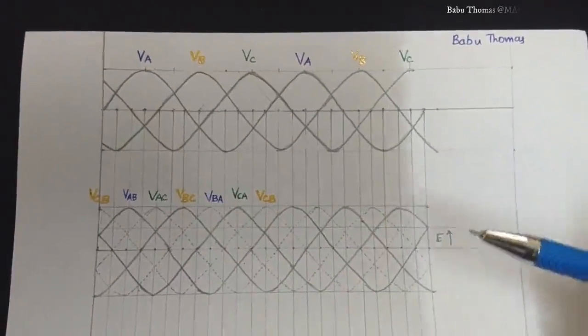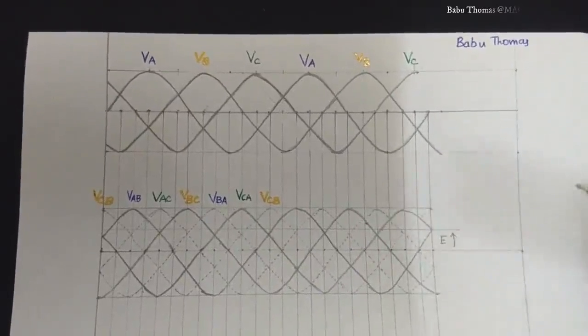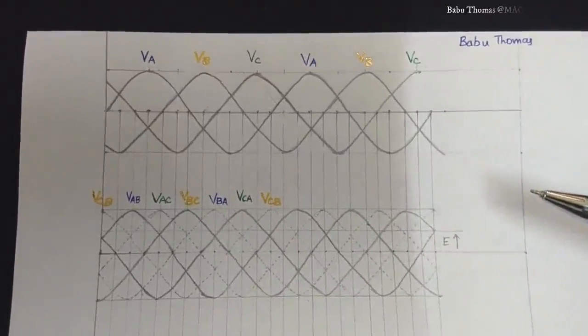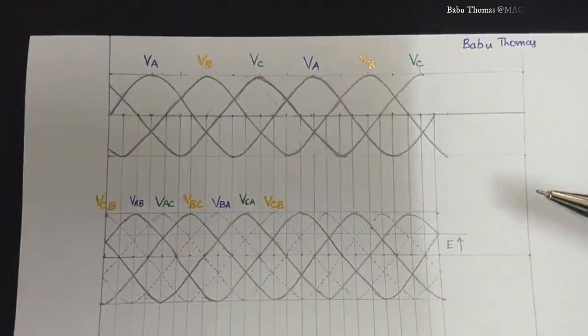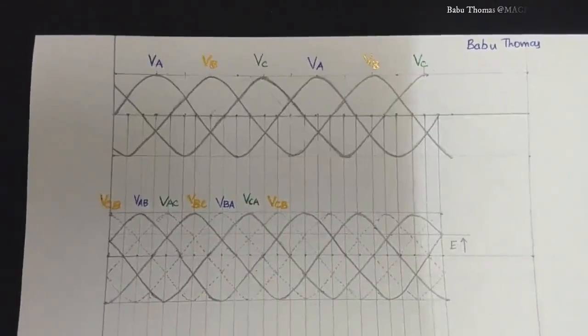And now we will be discussing how we are going to trigger each of the thyristors in order to get different average output voltages in the case of a three-phase controlled rectifier system.